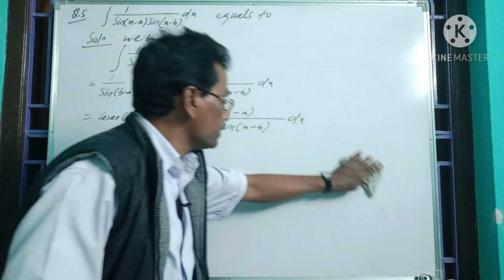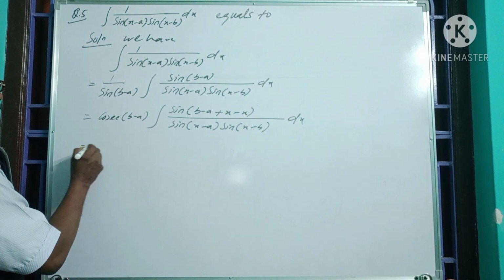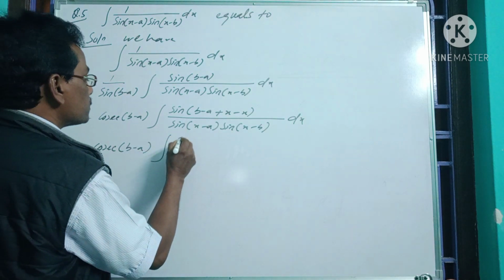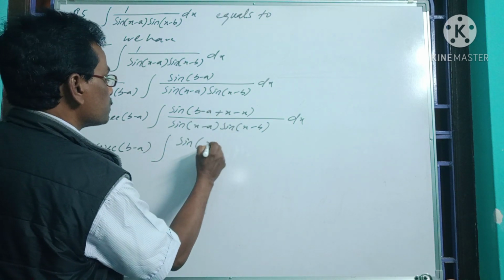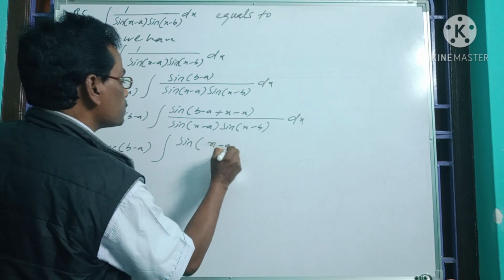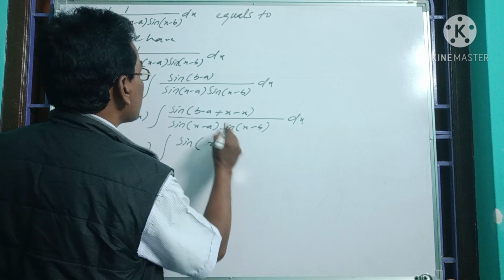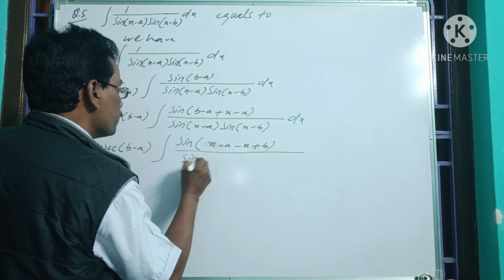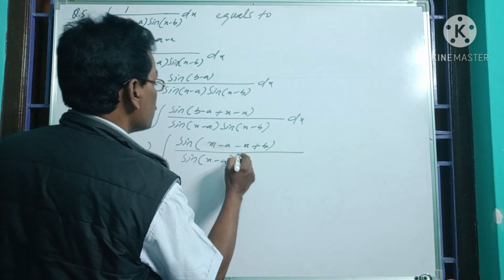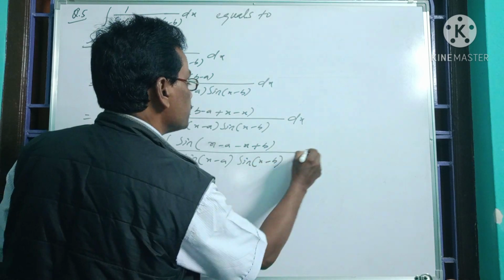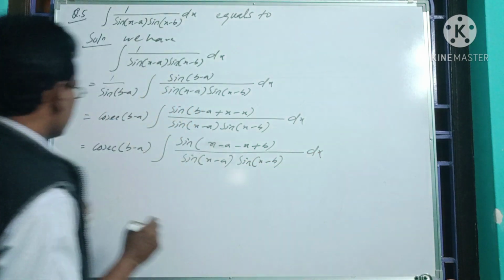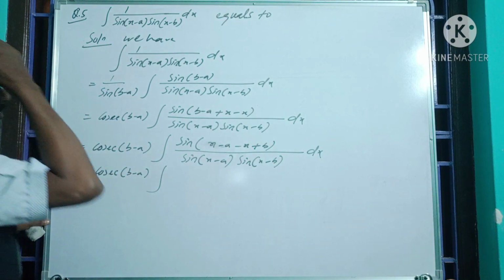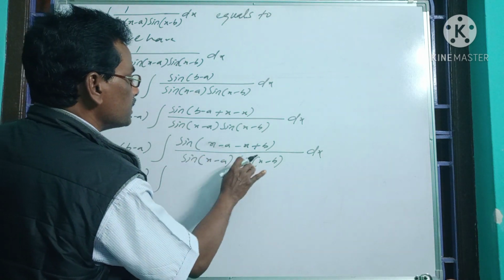Now again making the adjustment, we have cosec(b minus a) into the integration of sin(x minus a) into sin(x minus a) plus sin(x minus a) minus x plus b, whole divided by sin(x minus a) into sin(x minus b), integration with respect to x. So now again simplifying, we have cosec(b minus a) into integration of, so here we have in the denominator the sin(x minus a) and sin(x minus b).